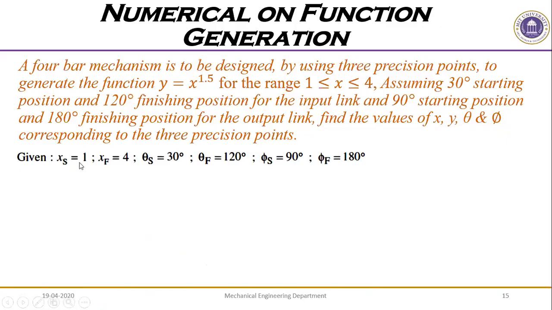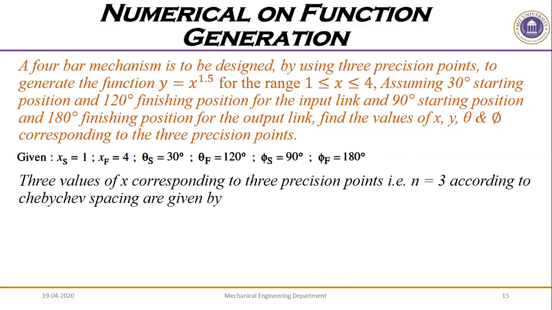Given things: xs is equal to 1, xf is equal to 4. Theta s is given, the starting value for theta is 30 degrees. The final value for theta is 120 degrees. At the output, the starting value phi s is 90 degrees, and the final value phi f is 180 degrees. These are the given things. Three values of x corresponding to the three precision points, that is n is equal to 3. They have given three precision points, n is equal to 3.